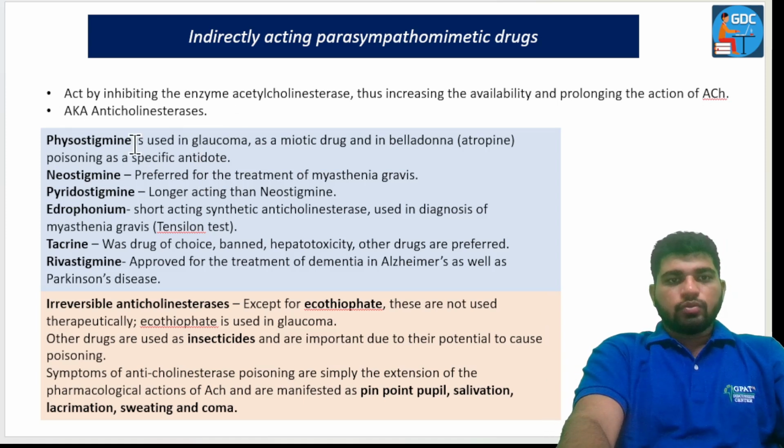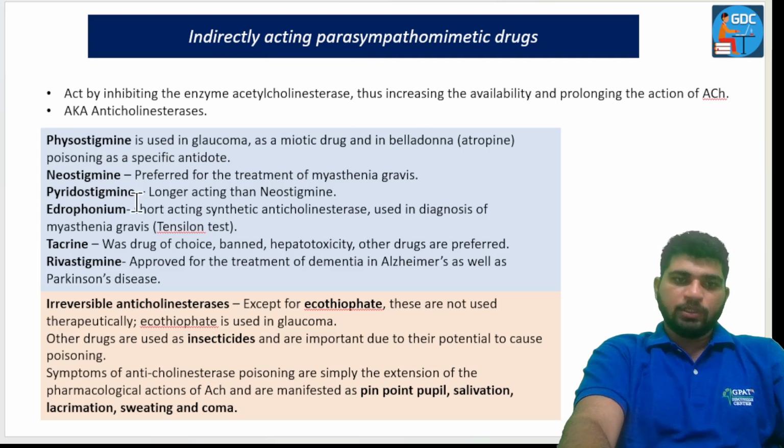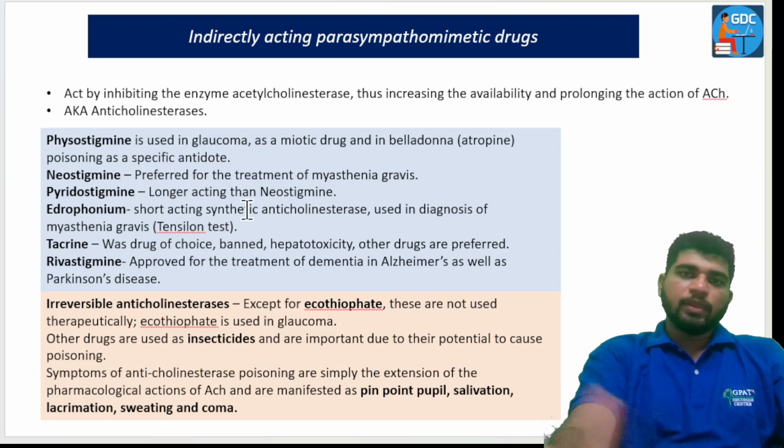Now, which drugs come under the indirectly acting category? These drugs are physostigmine, neostigmine, pyridostigmine, ambenonium, tacrine, and rivastigmine. These are reversible indirectly acting parasympathomimetic drugs. Some of these notes are important for you, because through these notes many questions have come up in previous GPAT exams.